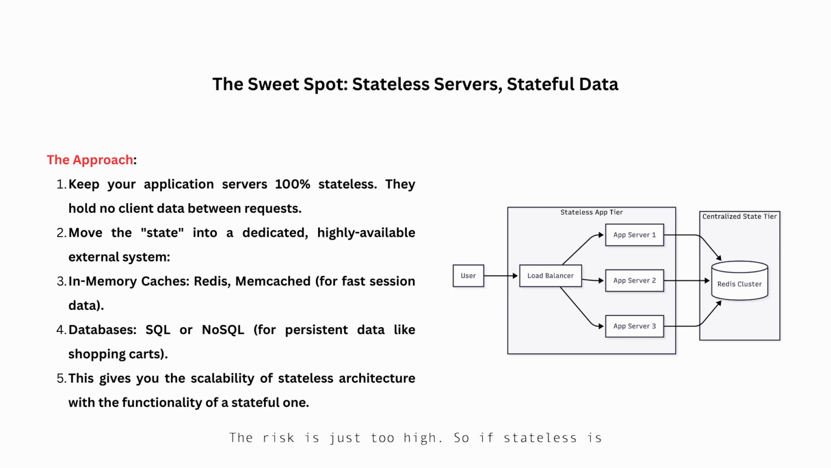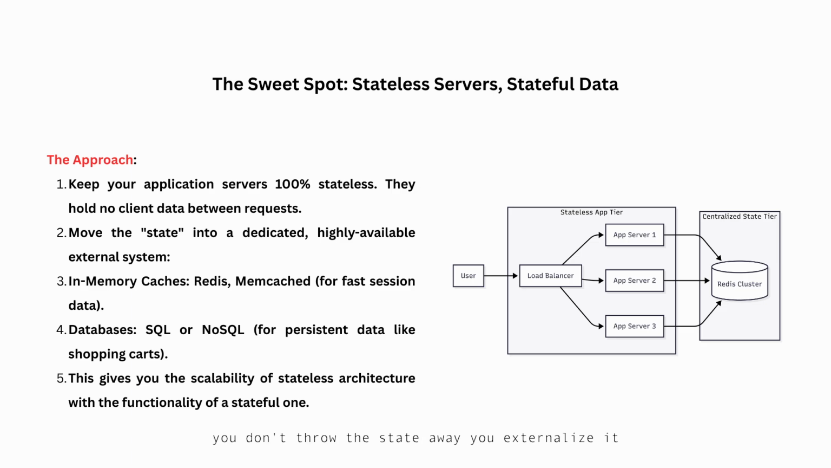So if stateless is scalable but dumb and stateful is smart but fragile, what is the solution? The answer used by nearly every major tech company is a hybrid approach. In system design, it's always about hybrids. They combine the best of both worlds. Here's the architecture. You design your application servers to be completely stateless. They are perfect, interchangeable clones.